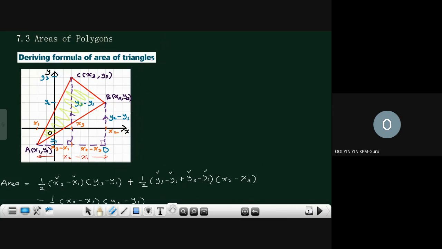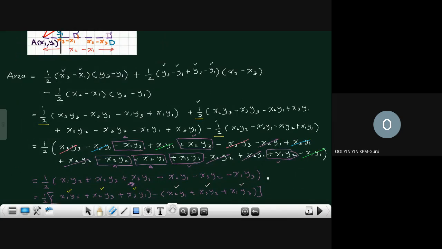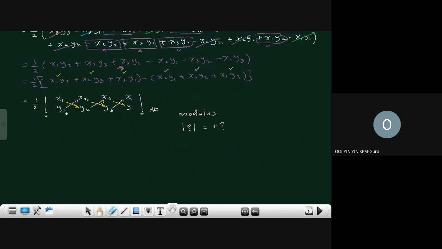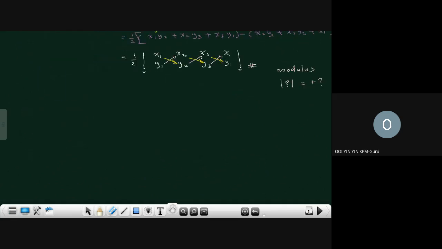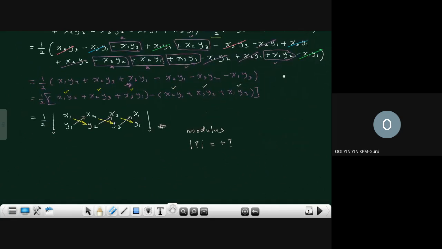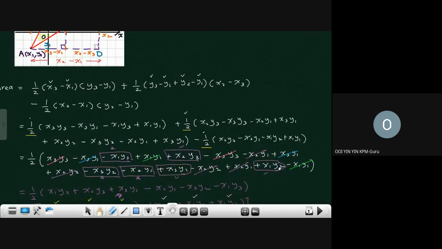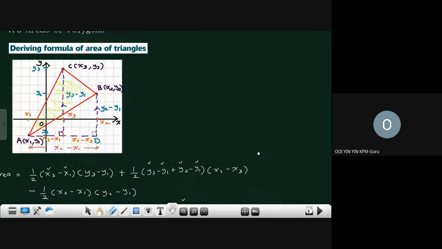Okay, so then this part, deriving. What we want you to know, the important part later on, is this formula. We are going to use this formula to find the area of our polygon. If you manage to copy this, fine, otherwise I will give it in the PDF slides.